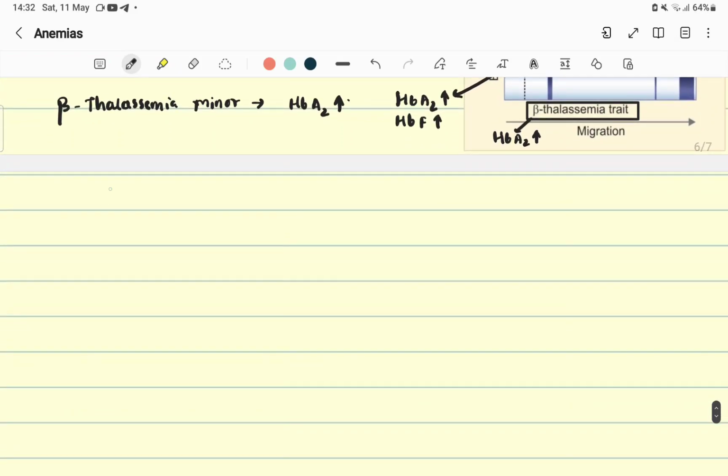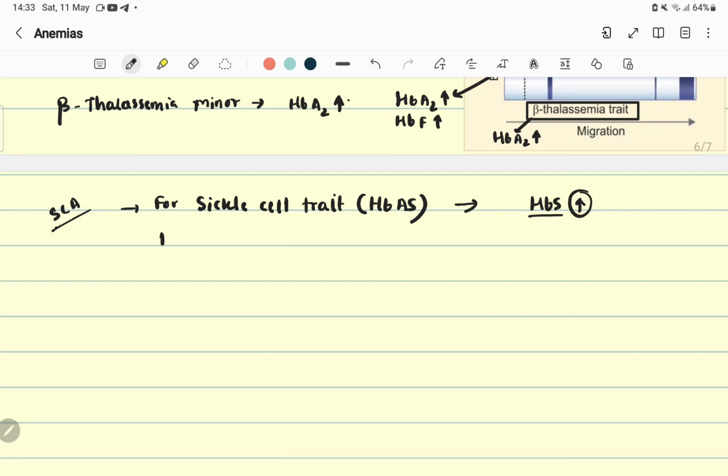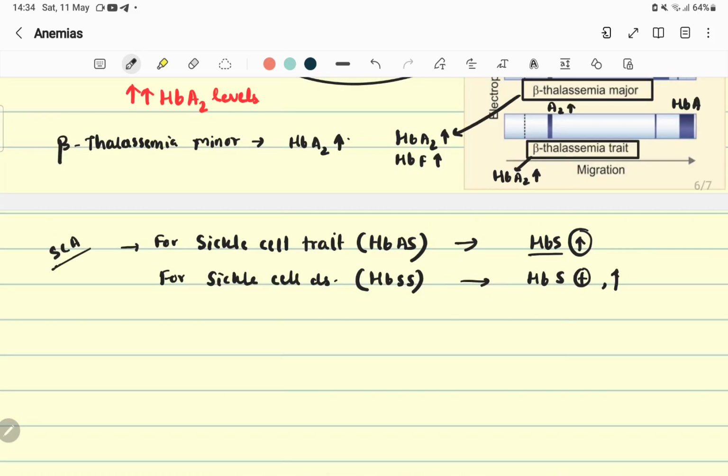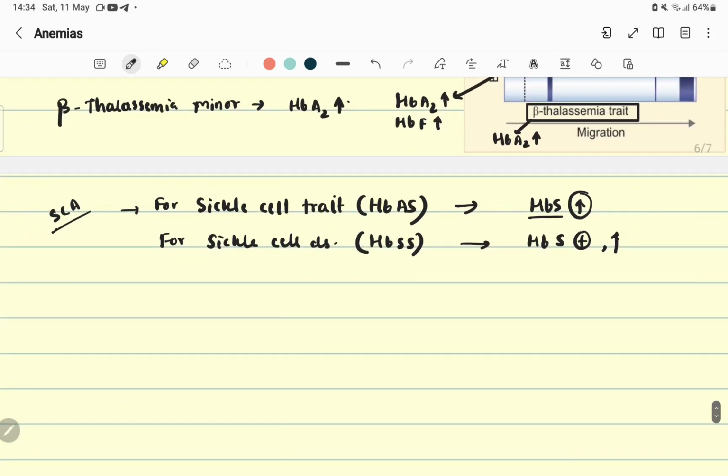Like that, we can have it for sickle cell anemia also. For sickle cell trait, that means HbAS, the band for HbS will increase in breadth, and for sickle cell disease, that is HbSS, your HbS will be positive, with increased width, and HbF will also increase. That's the sickle cell disease.